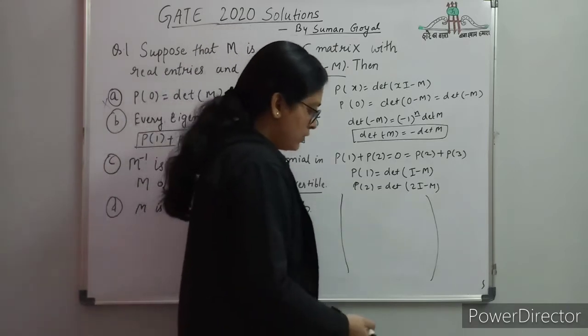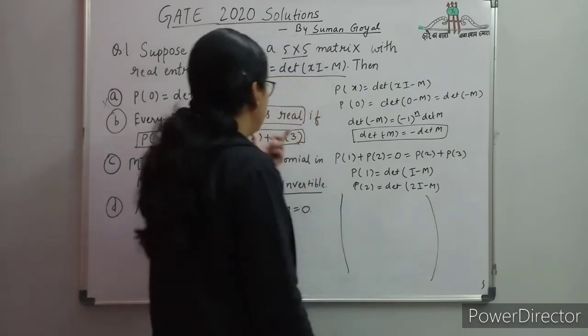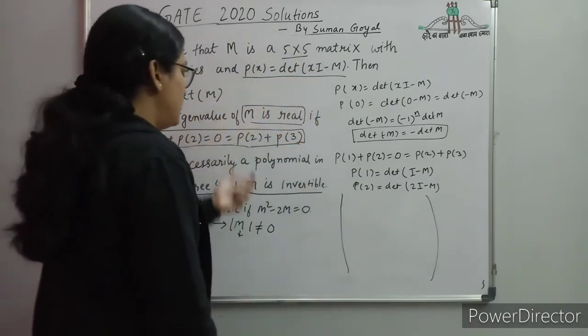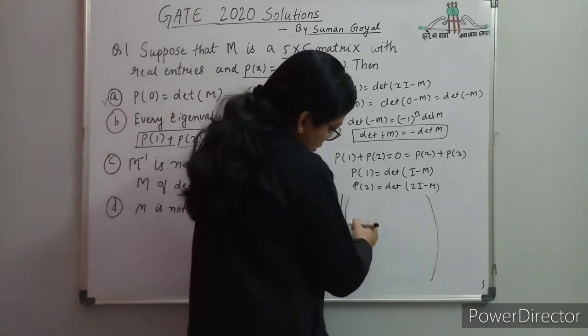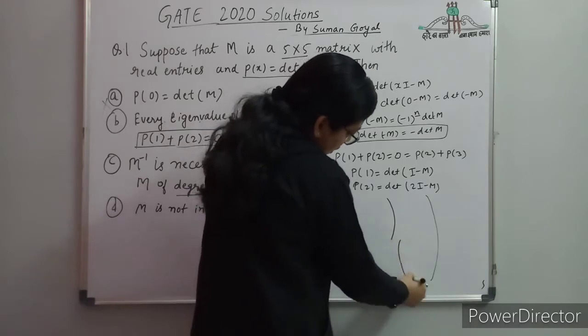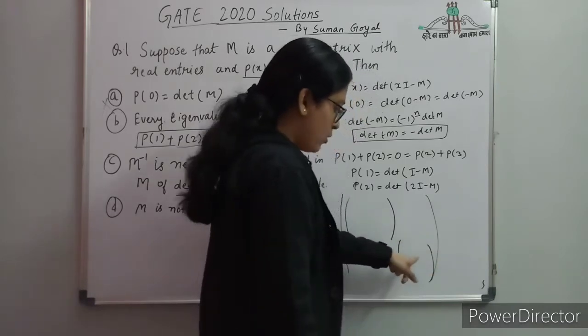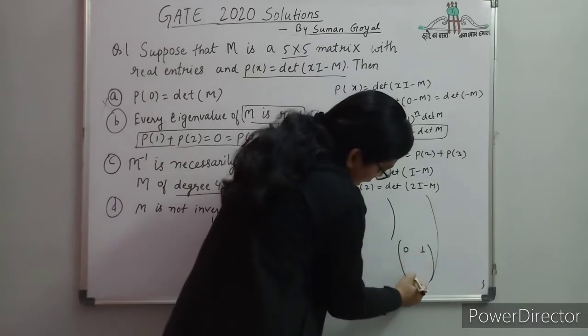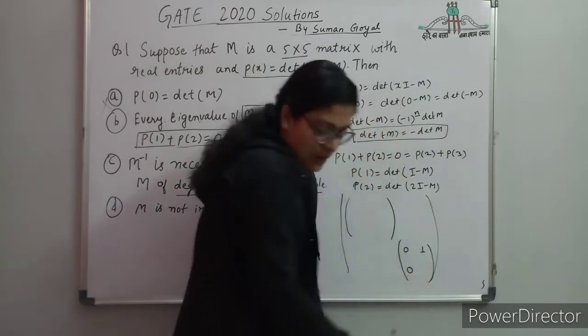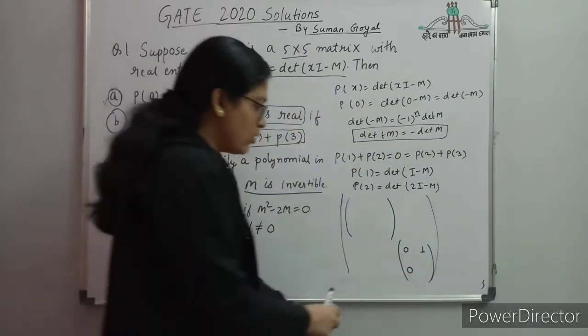Whenever you try to construct a counterexample, think of the converse of the statement. Suppose you take a block diagonal matrix, with a block of order 3 and a block of order 2. Just to have complex eigenvalues, you will have to construct a matrix such that the eigenvalues of this matrix are complex.